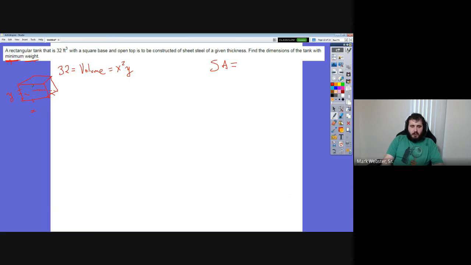So basically all you're going to do is, okay, there's one that's x times x, and then the other four are x times y, right? So now we got to get rid of that y. We got to solve for y here. We're going to divide that x squared over. We're going to plug that in. So our actual surface area in terms of x, 4xy, which is 32 over x squared.